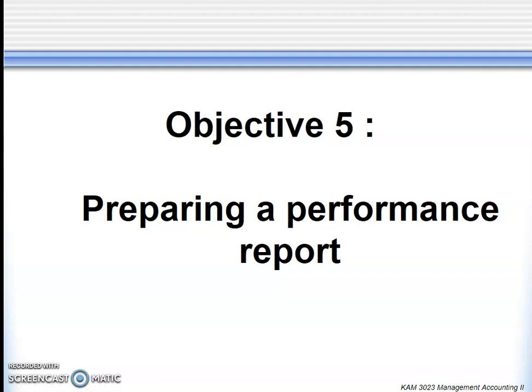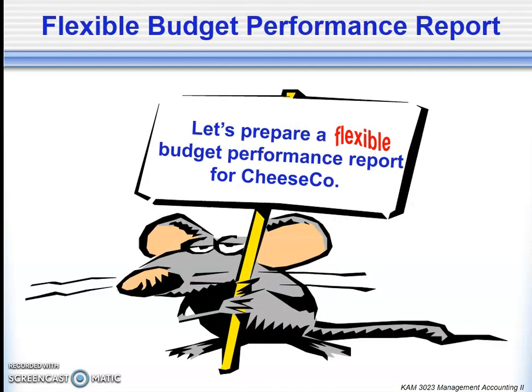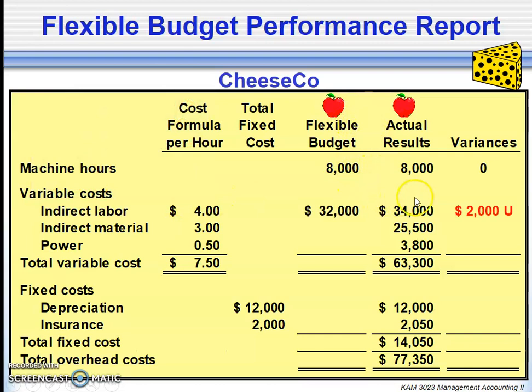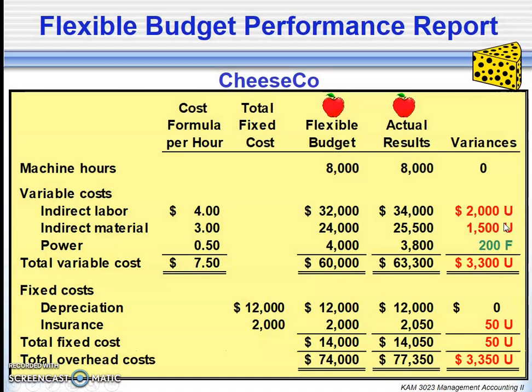Objective 5, preparing a performance report. So let's prepare a flexible budget performance report for the Royal company. The flexible budget is prepared for the same level of activity, 8,000 hours, as actually achieved. For 8,000, we get the variances: indirect labor, unfavorable; power, favorable; insurance, unfavorable; and the total fixed cost is unfavorable. So actually we are comparing at the same level.